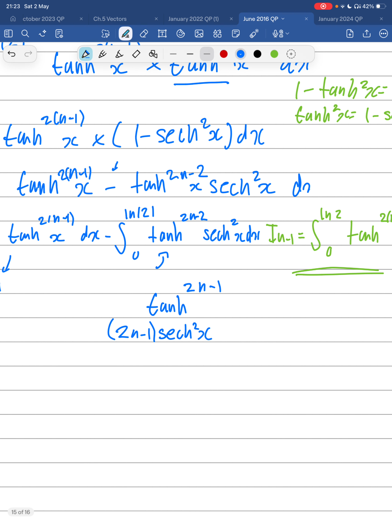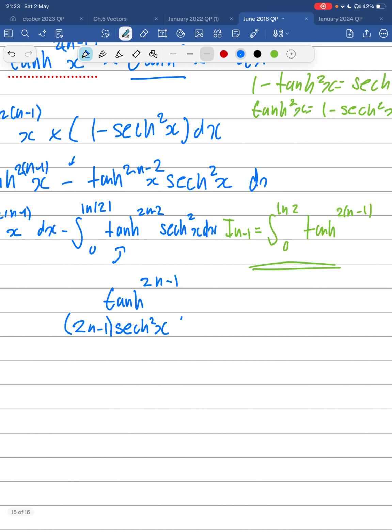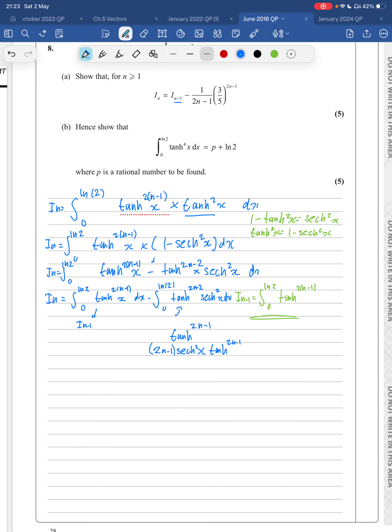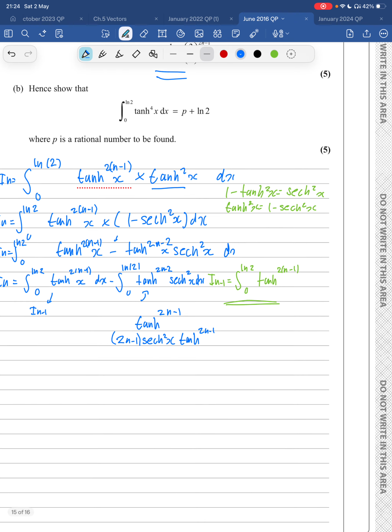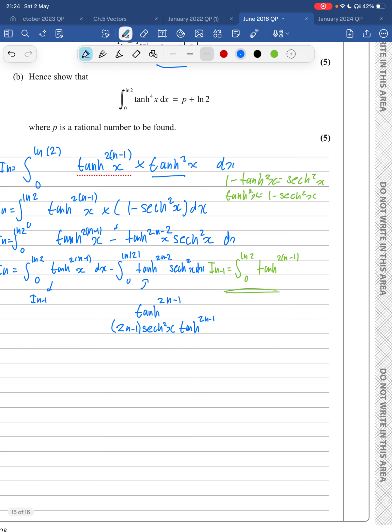Sec squared x, and you obviously take away 1 from the exponent of tanh, so you get tanh^(2n-1). Okay, looks similar. However, we have a 2n minus 1. What can we do to fix this? And they do give us a really big hint here, that's this thing right here. So you can just divide it by 2n minus 1.